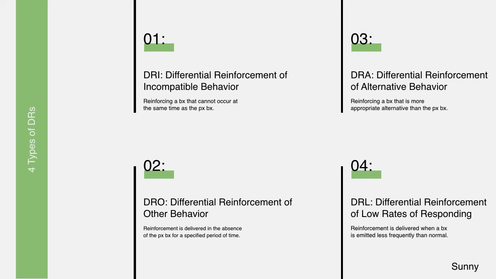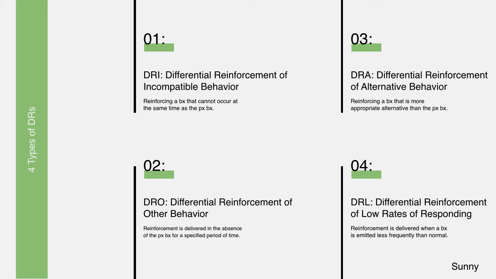Okay, so now we're going to move on to a DRA. This is when we are reinforcing a behavior that is a more appropriate alternative than the problem behavior. Now this one's a good one. All right. So this could be an example of a child using hand raising instead of shouting out during class.